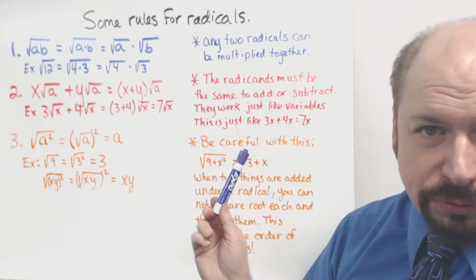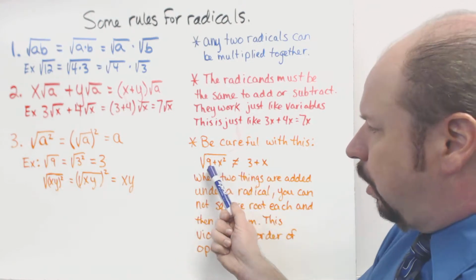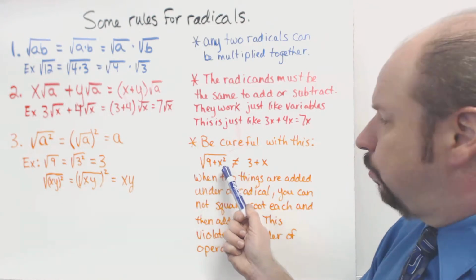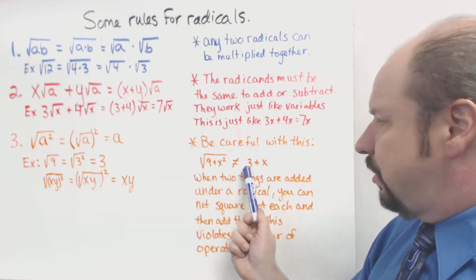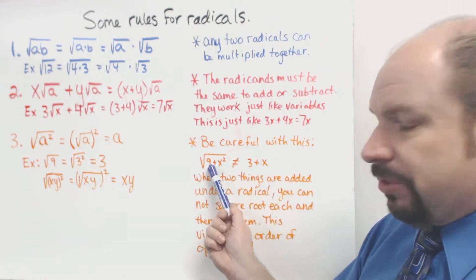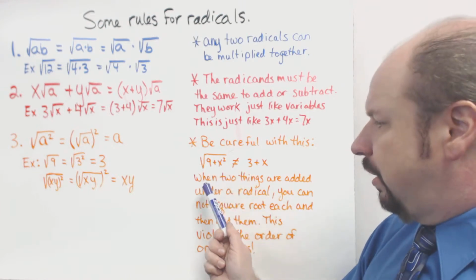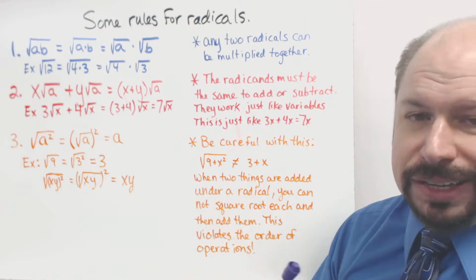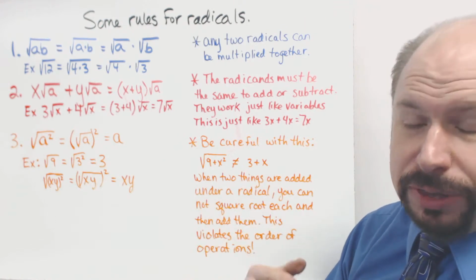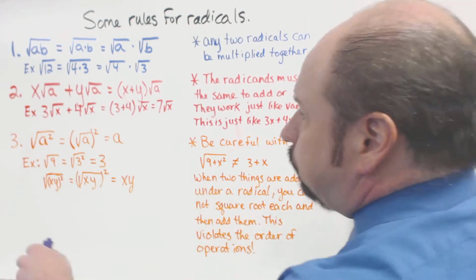Be careful here, however. One thing that you should note, the square root of 9 plus x squared is not just 3 plus x. We cannot take the square root of 9 and the square root of x squared and get 3 plus x. It violates the order of operations to do that. So be very careful when you're doing that.